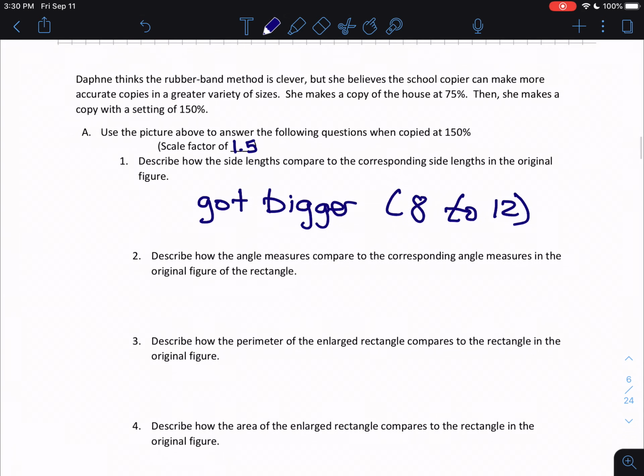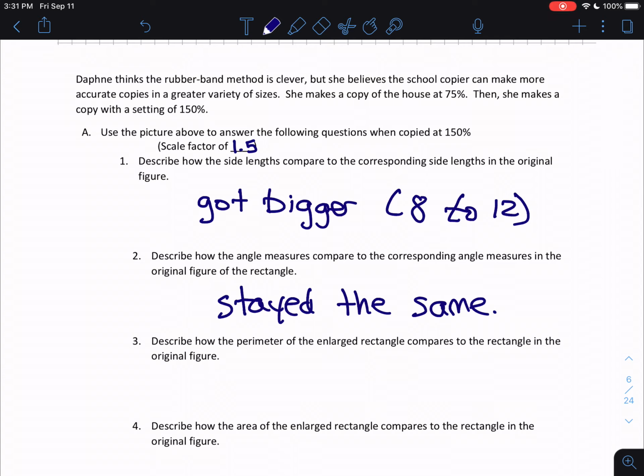And then describe how the angle measures compared. They stayed the same. And I'm not being as detailed in what I'm saying, but I would love to have a lot of great detail here, okay?